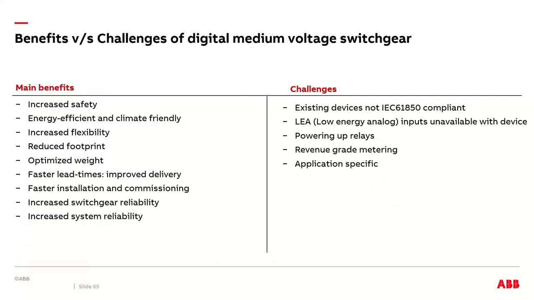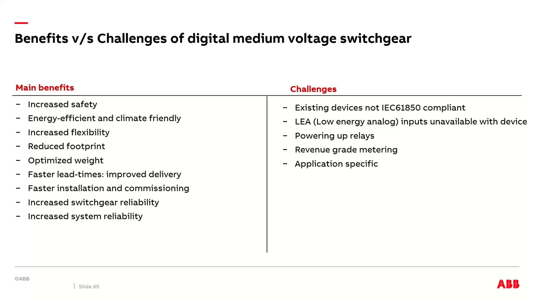The benefits versus challenges of a digital medium voltage switchgear: we just saw the benefits. It's increasing your safety, it's energy efficient and climate friendly, it has increased flexibility, reduced footprint, optimized weight, faster lead times, of course, because it's not very common out there, and faster installation and commissioning, lesser maintenance, and increased system reliability. Now let's look at the challenges, because nothing comes without challenges. Right now, if you want to digitalize your existing switchgear, you must make sure that the devices you have in there are IEC 61850 compliant. If not, then you're not going to reap the best benefits out of the whole digitalization process, right?